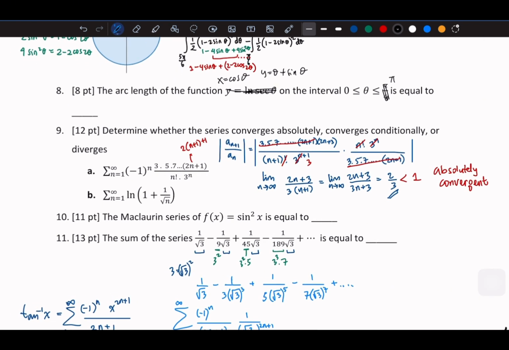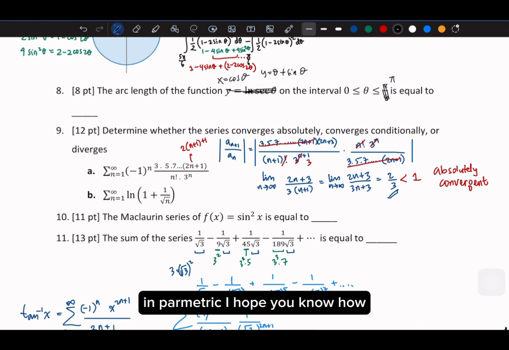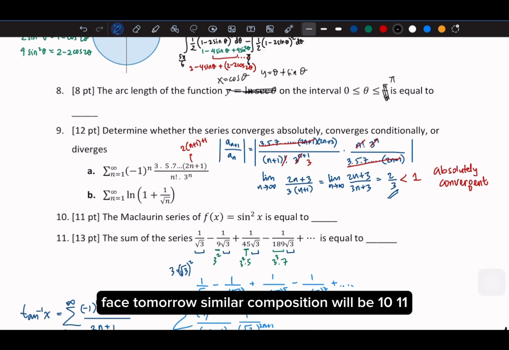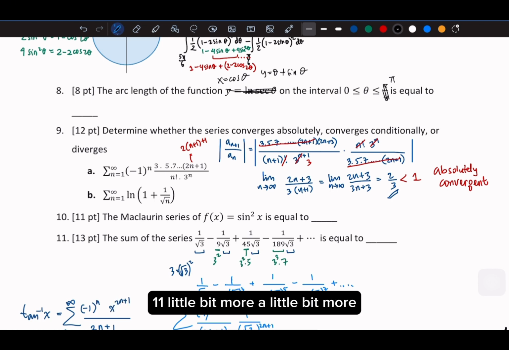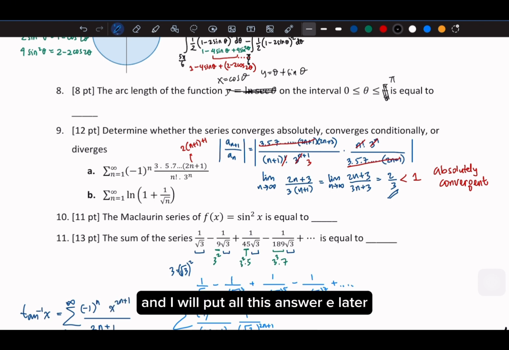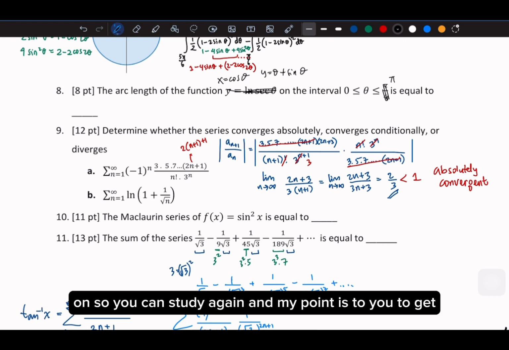The arc-length function in parametric form, I hope you know how. At least tomorrow, a similar composition will be 10, 11, but 11 a little bit more. And I will put all this answer key later on, okay? So you can study again.